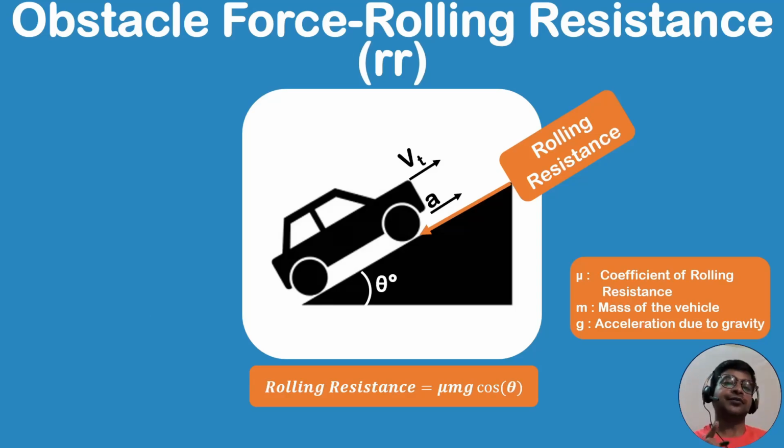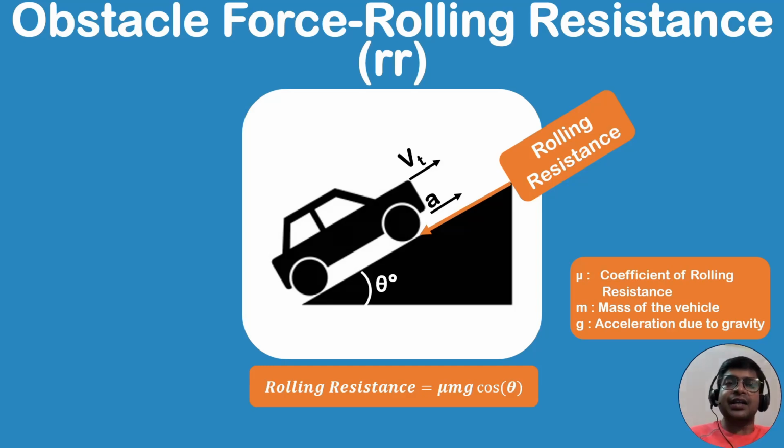So we understood the first obstacle force, which is air drag force. Now let's go to the second obstacle force, which is rolling resistance. And this force will come into existence as soon as tires start rolling.